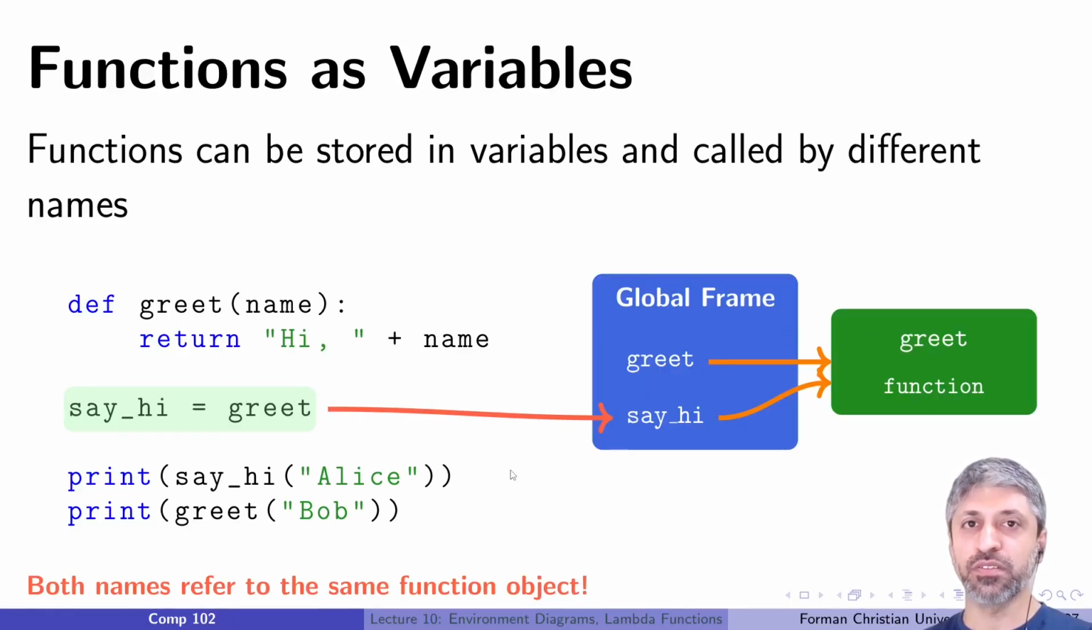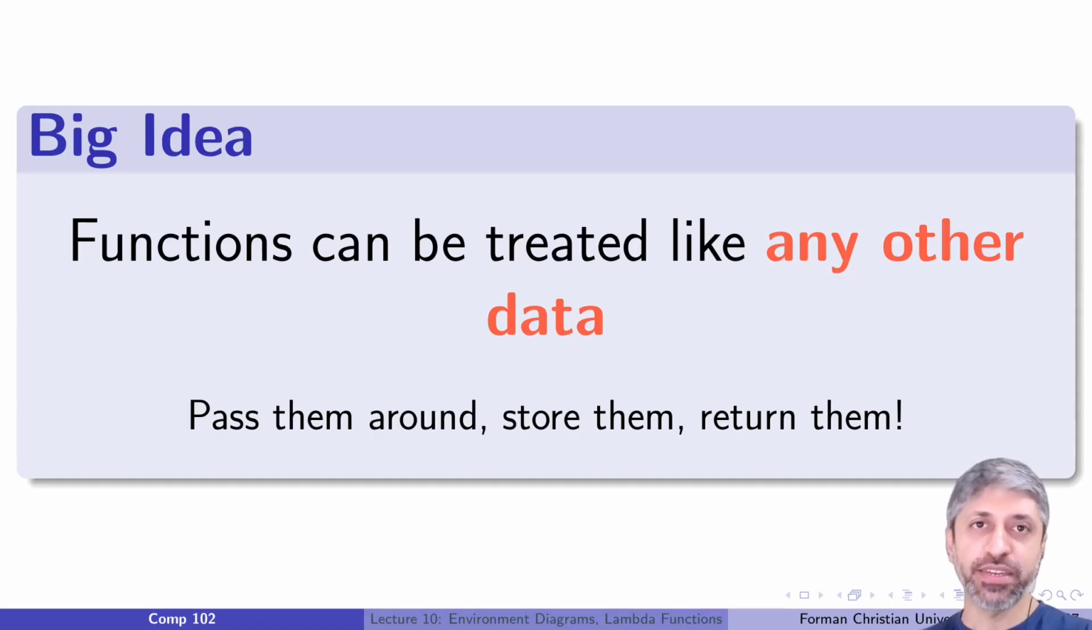For example, in the lines here, we are calling say_hi with the parentheses and with the value. It's going to give us the greeting, and if we call the function with the original name, it's going to give us the greeting in the same manner. So both names refer to the same function object. That's the key point here. So this one is a big idea. Functions in Python are just objects. You can pass them around, store them in variables, and return them from other functions. Once you internalize this idea, a whole new world of programming patterns opens up.